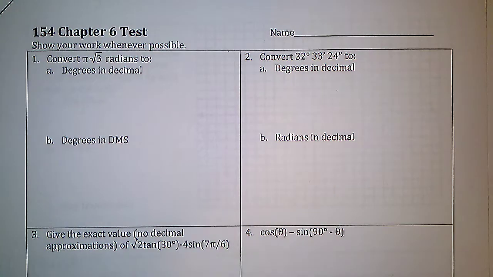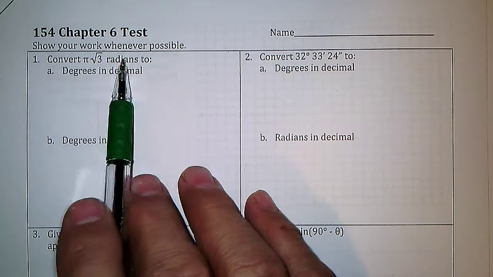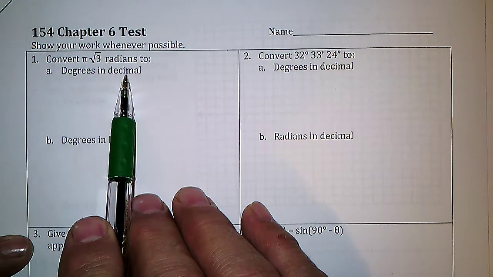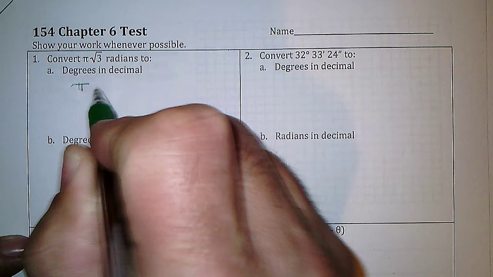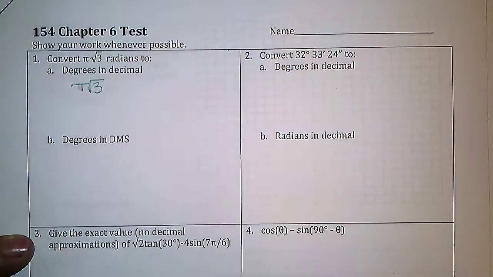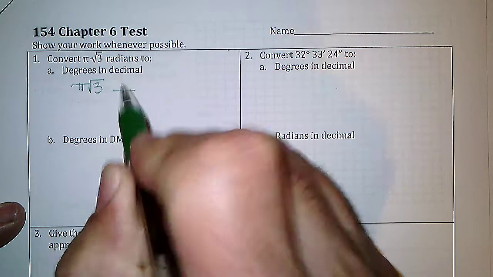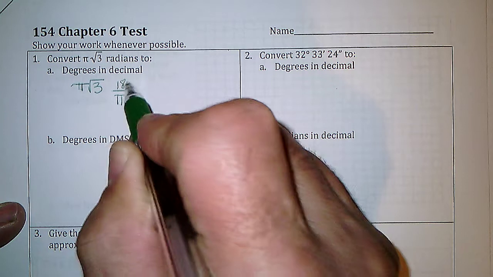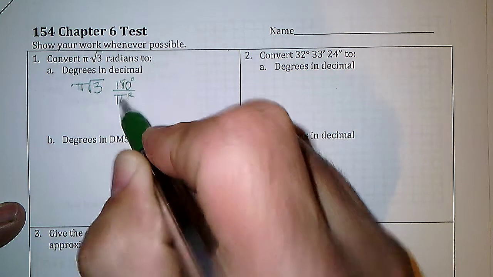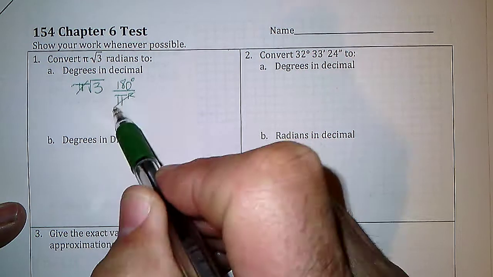Test 6. The first one is convert pi square root of 3 radians to degrees in decimal. So if this is radians, pi square root of 3, then I have to multiply by something that will cancel the radians, which would be pi radians and 180 degrees. Same size 1, so the radians would cancel here.